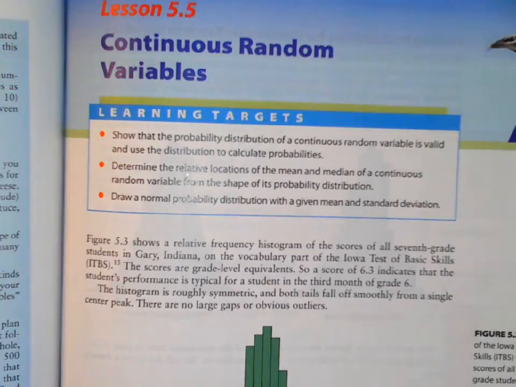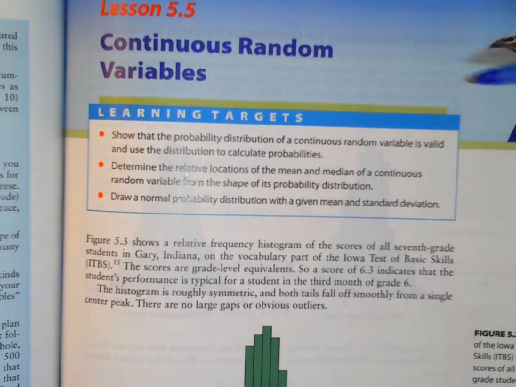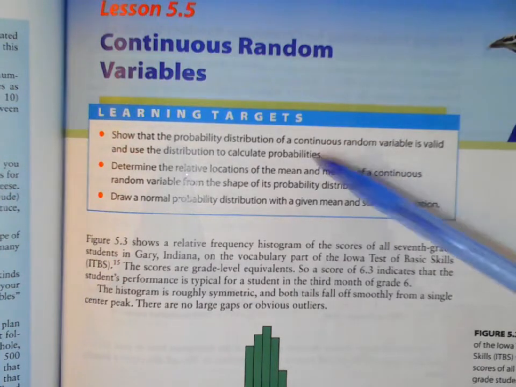Today we're going to talk a little bit about section 5.5 as well as a little bit of 5.6. Parts of 5.5 we're going to skip over. We'll see what we can do here. So we're going to talk about continuous random variables now.